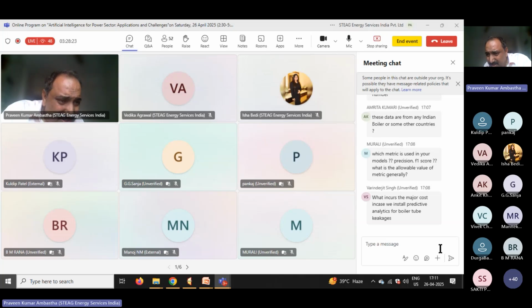Which metrics are used in your model, precision, F1 score? What is the allowable value generally? I didn't get your question. What is this metric? We are using this model, and based on the data we train and develop the KPIs. The accuracy is very, very high, and I can say the precision is very, very high. We have an error of less than 1%.